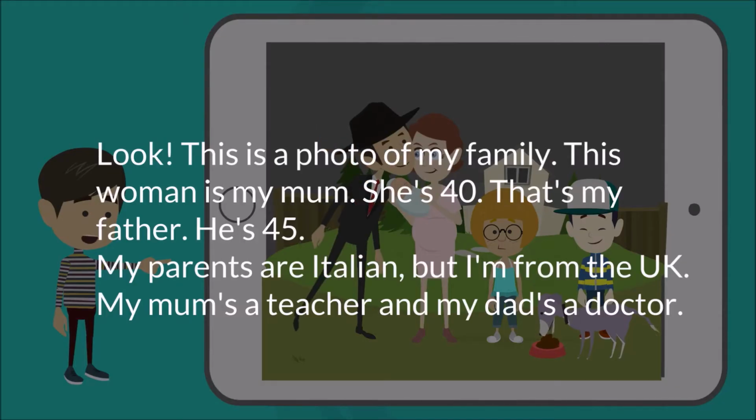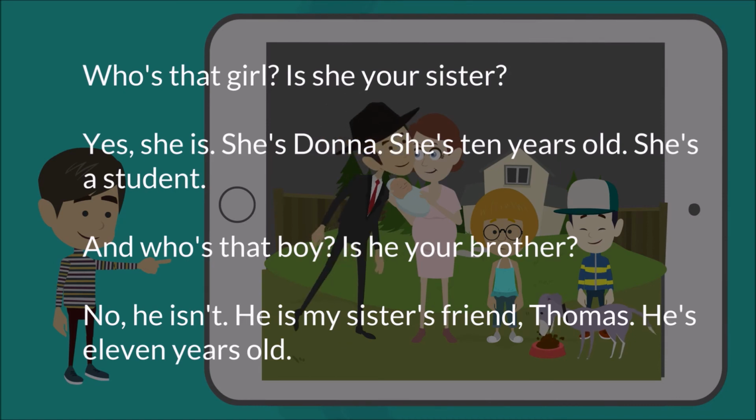Look, this is a photo of my family. This woman is my mum. She's 40. That's my father. He's 45. My parents are Italian, but I'm from the UK. My mum's a teacher and my dad's a doctor. Who's that girl? Is she your sister? Yes, she is. She's Donna. She's 10 years old. She's a student. And who's that boy? Is he your brother? No, he isn't. He is my sister's friend, Thomas. He's 11 years old.